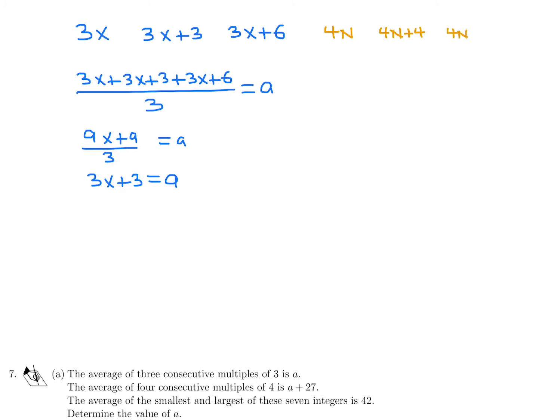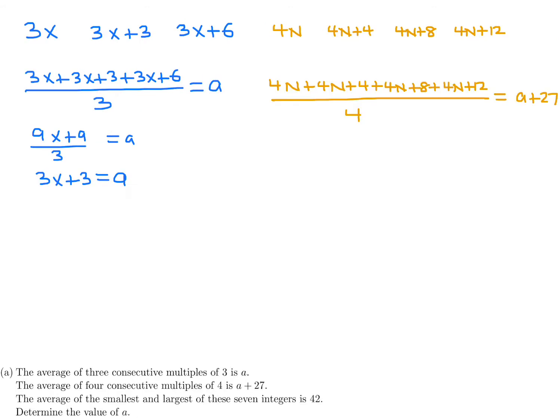4n plus 8, and then 4n plus 12, right? And they're saying that the average of this is A plus 27. So you add them up, divide by 4, and if you collect like terms, you will get 16n plus 24 over 4 is equal to A plus 27. And can we do anything? Yeah, we can divide through by 4, so this just becomes 4n plus 6 is equal to A plus 27.